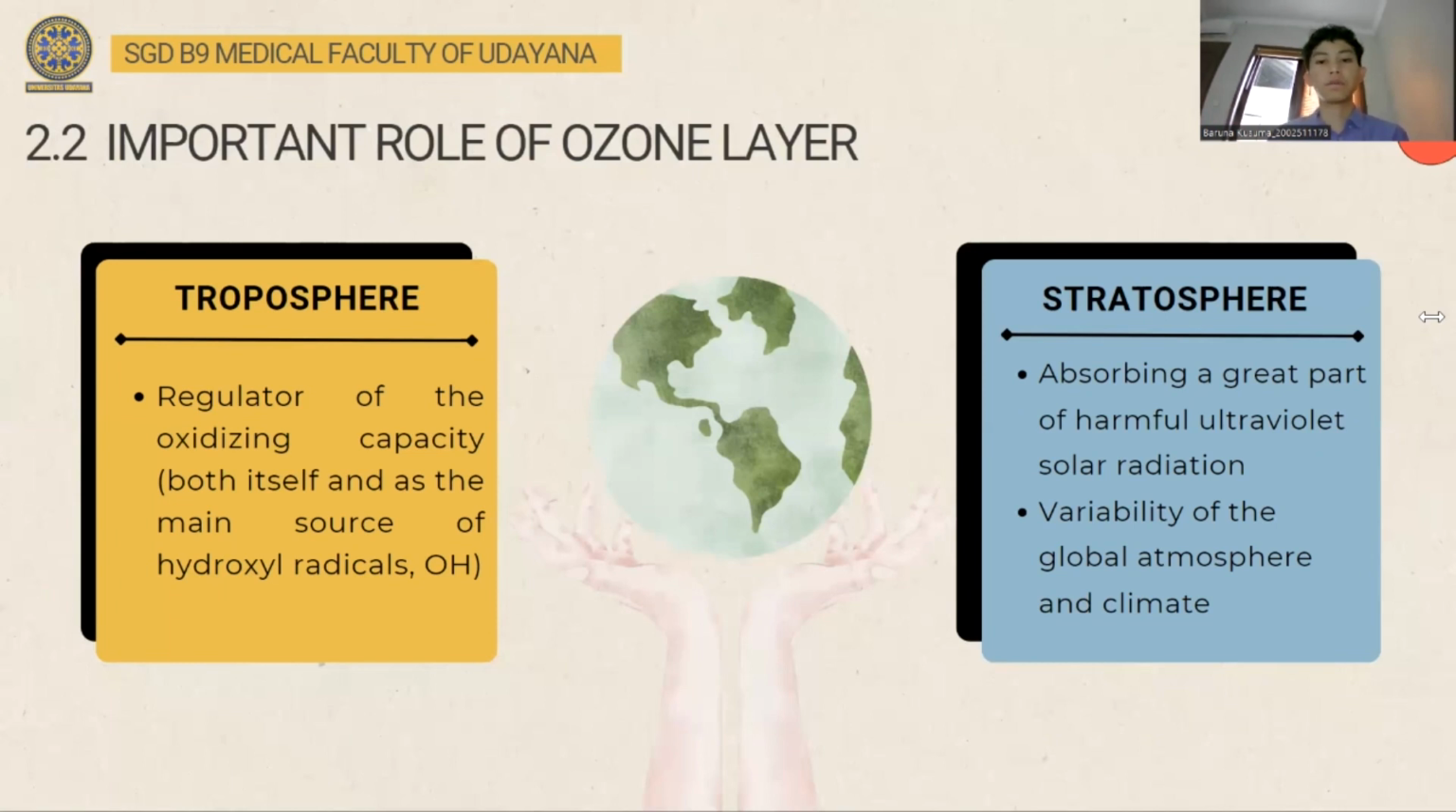The stratospheric ozone layer plays an important role in the energy budget and dynamics of the middle atmosphere by absorbing a great part of harmful ultraviolet solar radiation. Besides its role in shielding the biosphere from dangerous solar UV radiation, it is now recognized that stratospheric ozone plays an important role in the global atmosphere and climate variability. The variability of the ozone layer is related to many atmospheric processes, including chemistry, radiation, and dynamics, which are all working on different timescales.